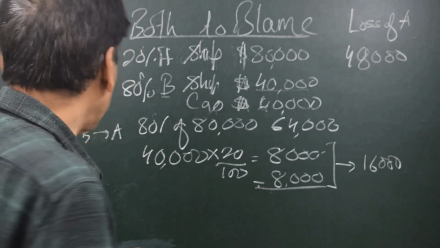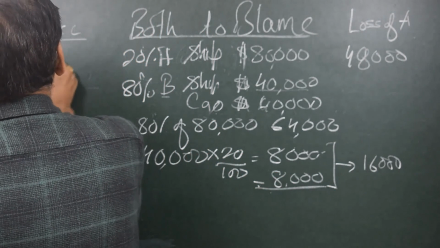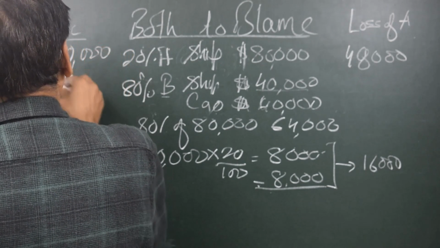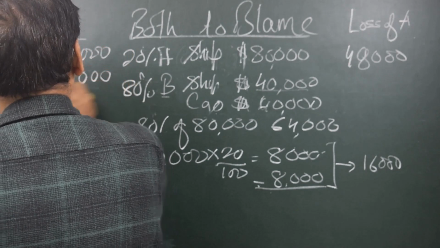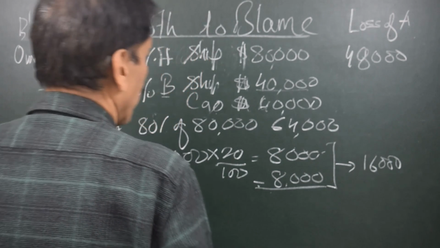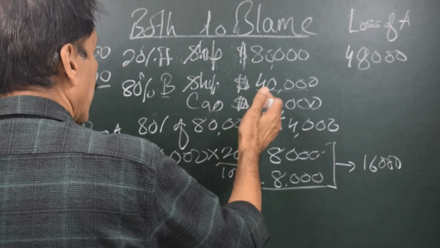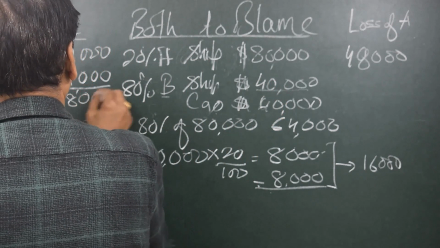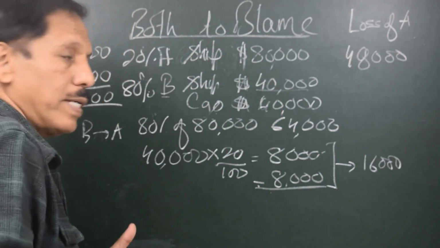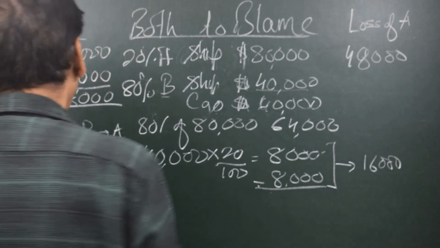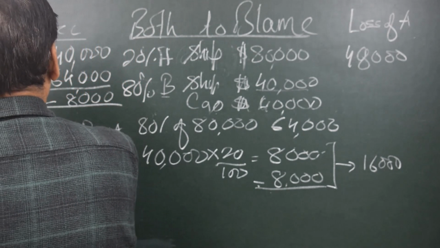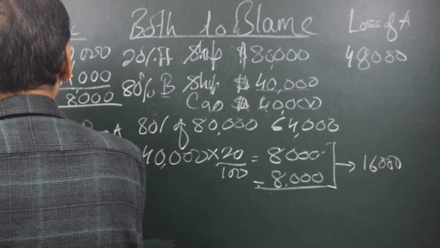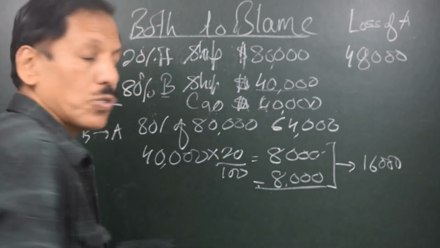Now let us look at B's account. B's own loss is 40,000. Then he pays 80% of 80,000, that is 64,000, to the other ship. At the same time, as far as the recovery is concerned, he gets 20% of 40,000, that is 8,000, from the other ship, because the liability is 20%, 80%. So if we look at this calculation, this becomes 104,000 minus 8,000, that is 96,000. That is the net loss caused to B.